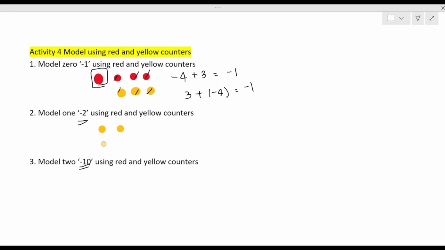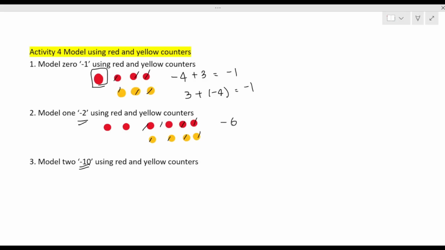So I want two negative integers, so I want two reds. Maybe I want to add 4 more reds. So in that case, I'll add 4 more yellows also, because they have to get cancelled, right? So how many reds in total did I actually have? It is 6.